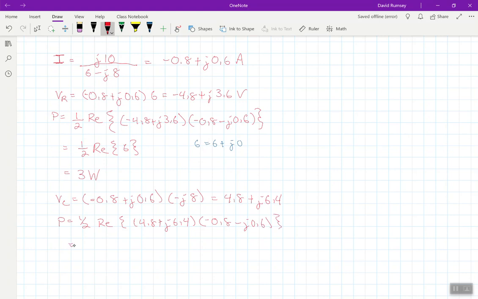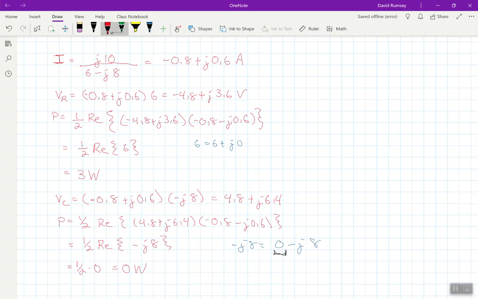And if I do that, I get 1/2 the real part of minus j8. Again, don't let the minus j8 confuse you. Minus j8 is simply 0 minus j8. So the real part, which is sitting right here, is 0. So this would be 1/2 times 0, which is, of course, 0 watts. So it's absorbing no average power.